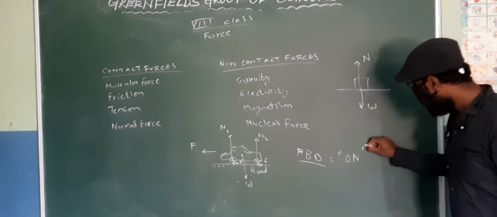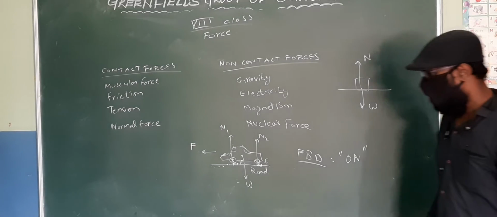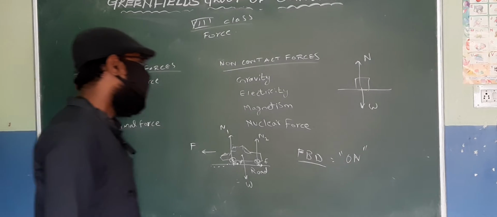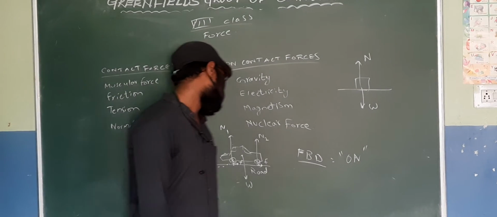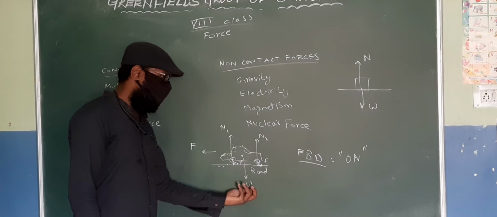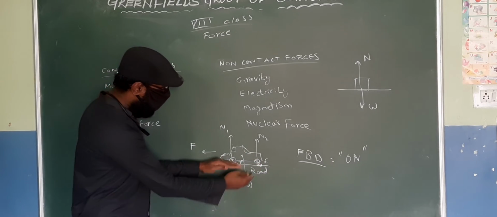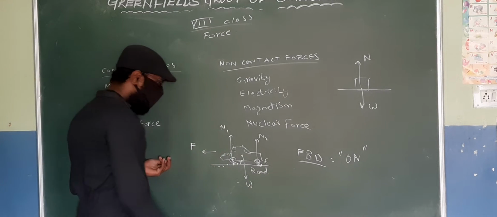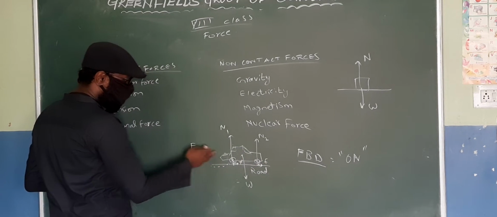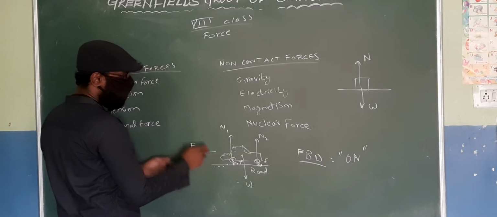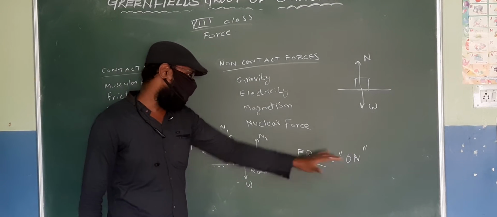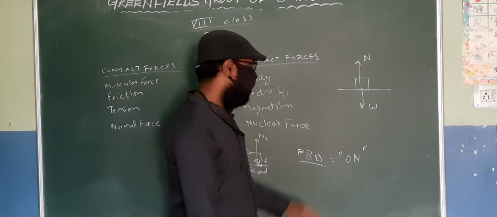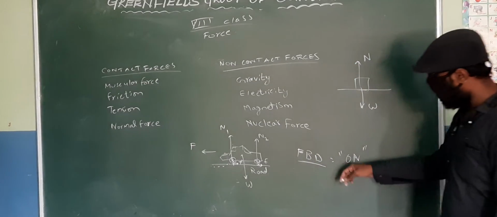Remember, on the body, not by the body. The free body diagram is a diagram in which you draw all the forces acting on the body. See, observe here. The weight is acting on the car, and the normal force is exerted by the road on the car, and the engine is pushing the car forward. So this is the force exerted by the engine on the car. Every force is acting on the car here, not by the car. Okay? So a free body diagram is the diagram in which you draw all the forces acting on the body.